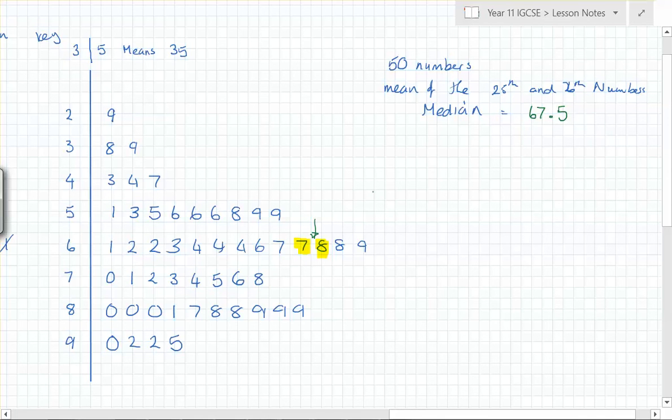Right. Common mistakes that people make at this stage. What do they write instead of 67.5? Monica? 7.5. Yeah, they forget the 6 at the end means 67. They forget what it means.